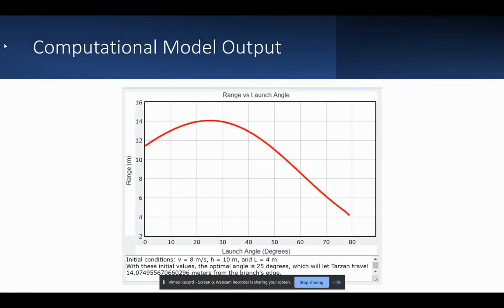This is what the output of the program looks like. Note again that this is not a graph of Tarzan's optimal trajectory, but rather different launch angles and the horizontal distance they would place Tarzan at. The peak of the curve represents the most optimal angle, which is printed to the console for clarity.